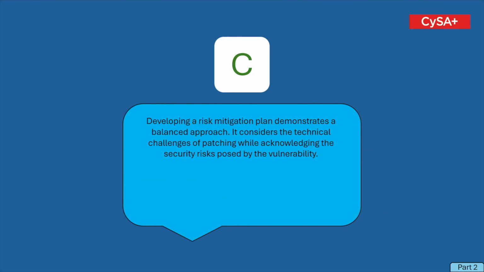Developing a risk mitigation plan demonstrates a balanced approach. It considers the technical challenges of patching while acknowledging the security risks posed by the vulnerability.